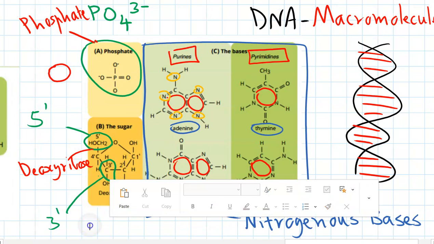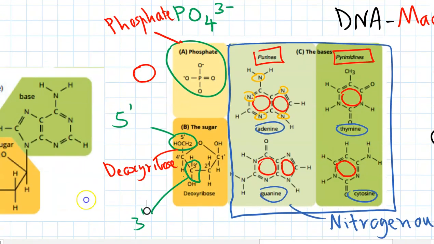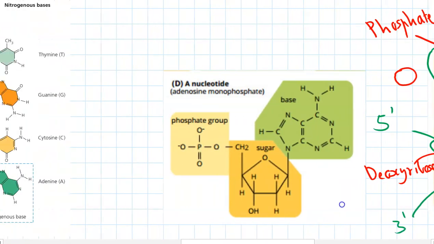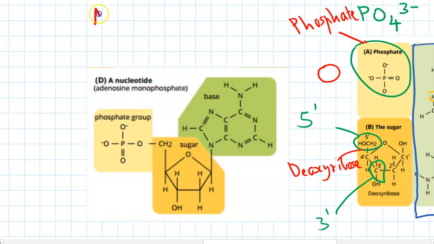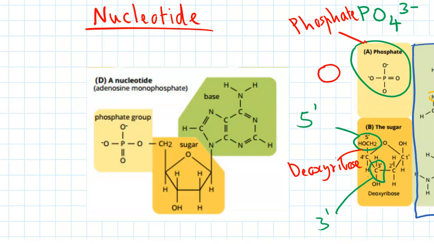So from those building blocks, the next level up in organization is called the nucleotide. And the nucleotide is like one of the main building blocks of DNA, and it's called a monomer. And monomer just means it's a building block that joins together to make a larger molecule.